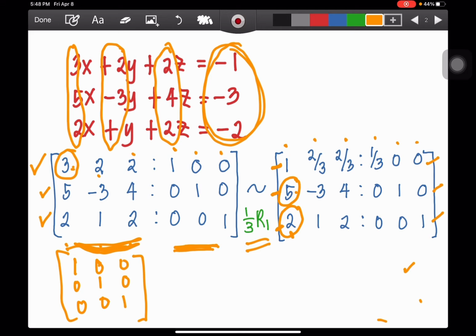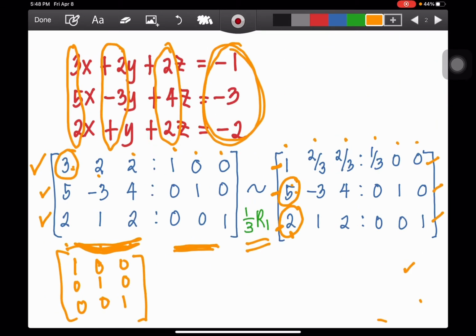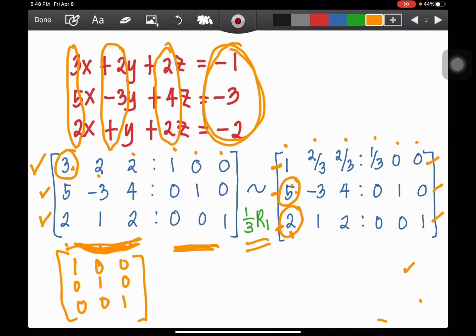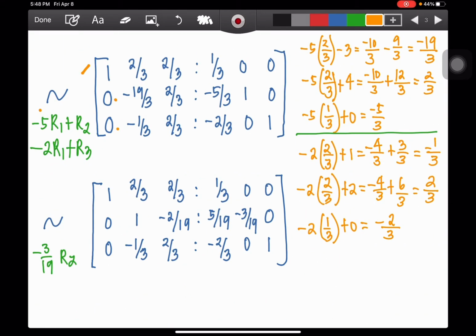And then what we're going to do now is, obviously, this would become 0. So zeros already. And then 2/3 will be multiplied by negative 5, and then added to negative 3. Okay, let's use another color. So we have negative 5 times 2/3 minus 3. That would be negative 10 over 3 minus 9 over 3. I hope you can remember your operations of fractions. So negative 10 minus 9 is negative 19 over 3.